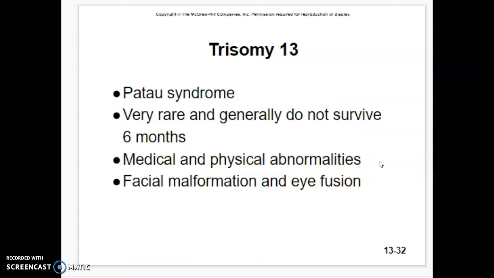Trisomy 13 is even worse, known as Patau syndrome. Generally do not survive past 6 months. Their eyes actually fuse together. This is probably where we get the legend of the Cyclops from, is trisomy 13.